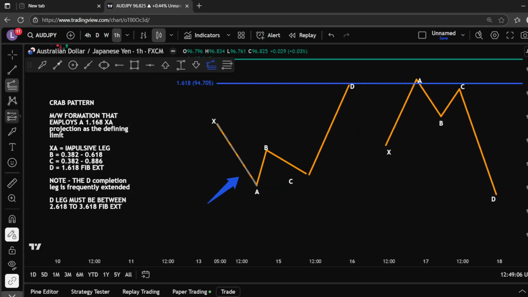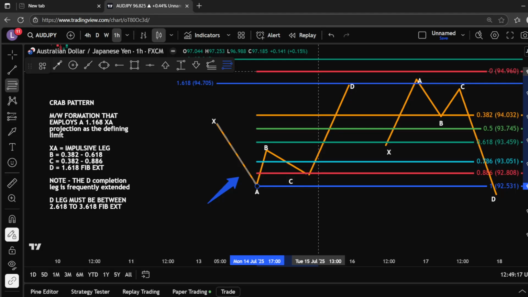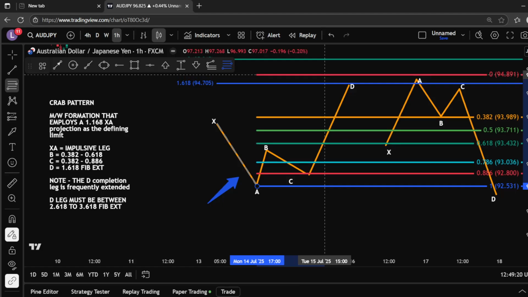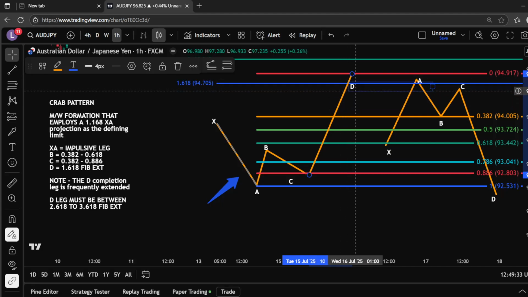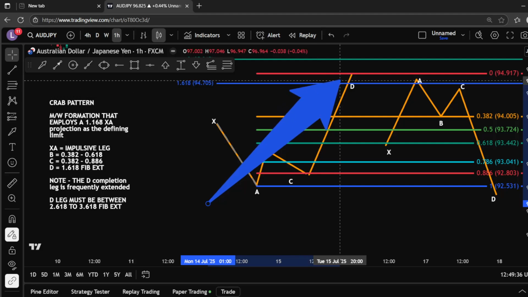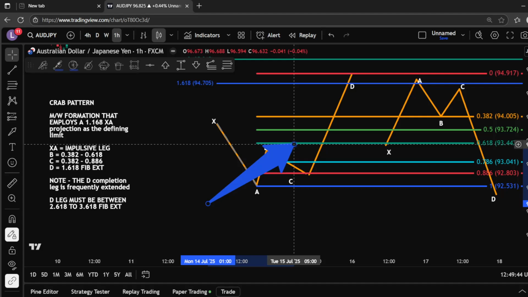To measure your take profit, you take your fib retracement, you measure from A to where the D completed. The last candle is where you plot to measure your take profit. Let's say for example the last candle before the reversal was there. So your first take profit is at 0.382 and the second one is at 0.618. So those are your two take profits.